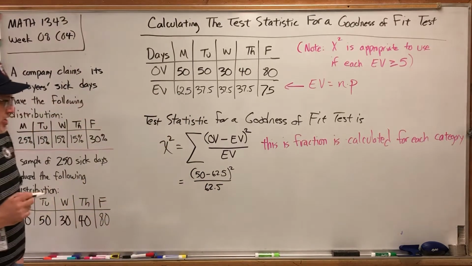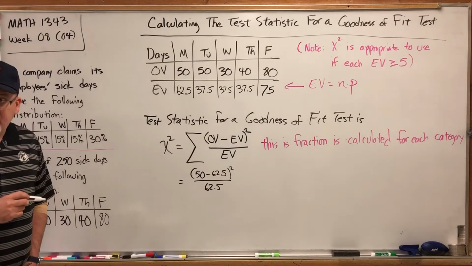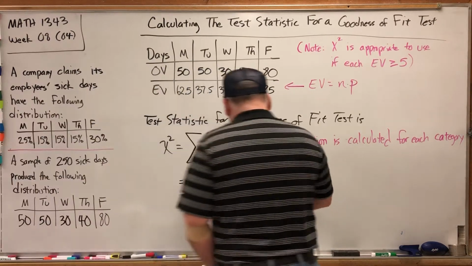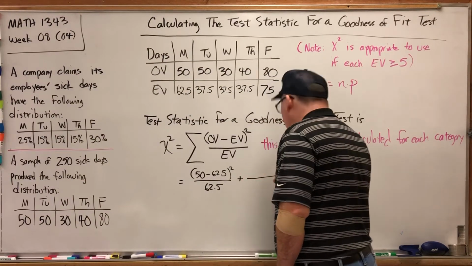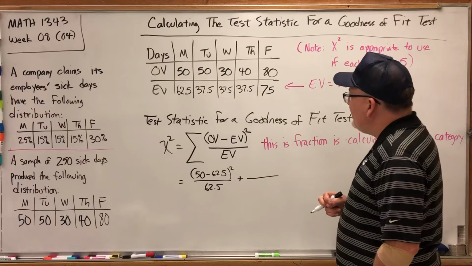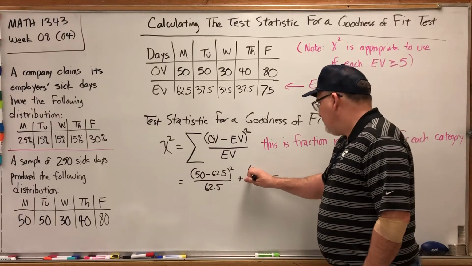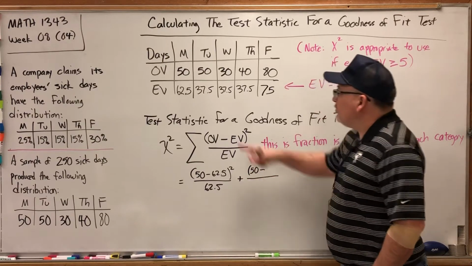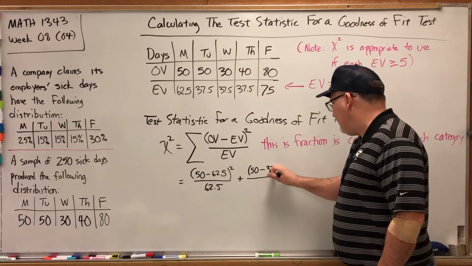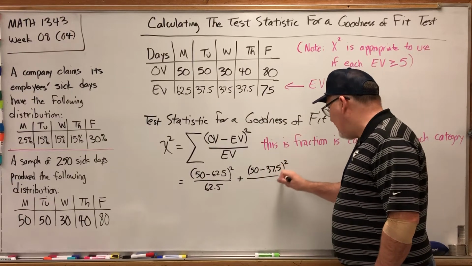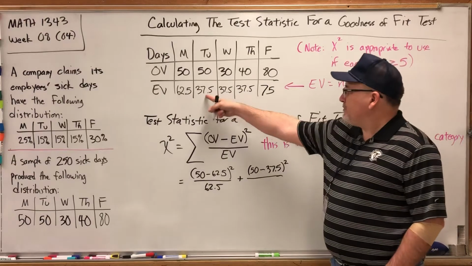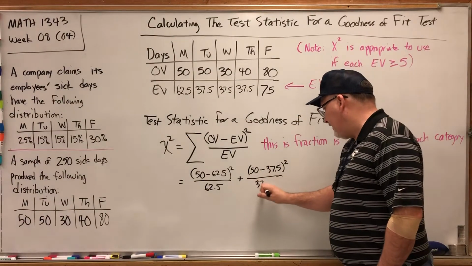So there's the expression for Monday. And then we do the same thing for the rest of the days of the week. On Tuesday, we observed 50 minus, we expected 37.5. That difference gets squared and is on top of what we expected on Tuesday, 37.5.